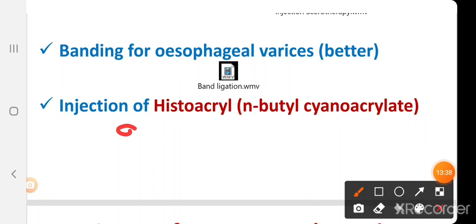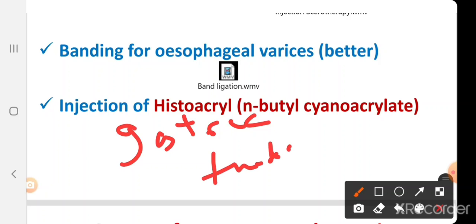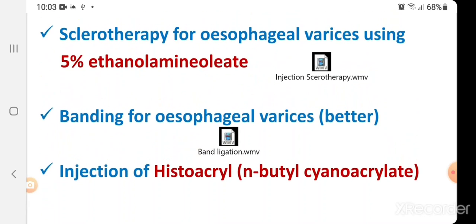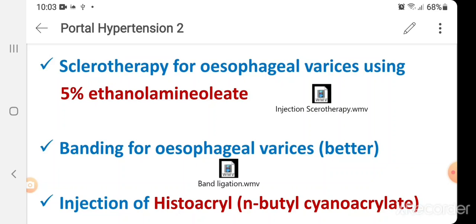This one is for gastric fundal varices. This is for gastric fundal varices. Histoacryl. The difference between histoacryl and 5% ethanolamine: 5% ethanolamine will stop the bleeding by mixing with the blood and causing clotting of the blood inside the vein. So it closes the vein by a clot.